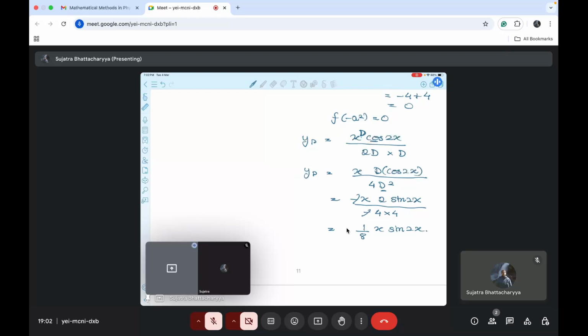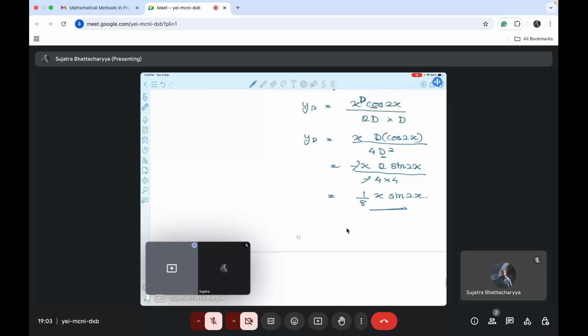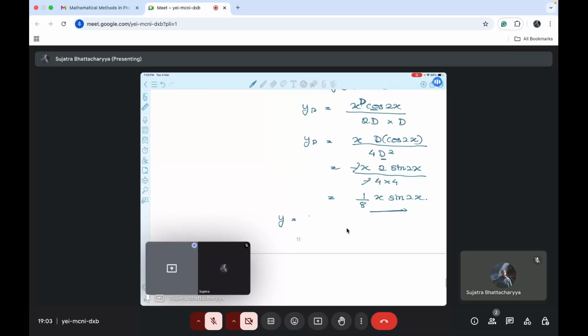You don't need to multiply this d, or differentiate over this x cos 2x. X will be multiplied in a different way. This differentiation will be only over the sine and the cos. So this is how the yp will be found. Remember, the total solution will always be yc plus yp.